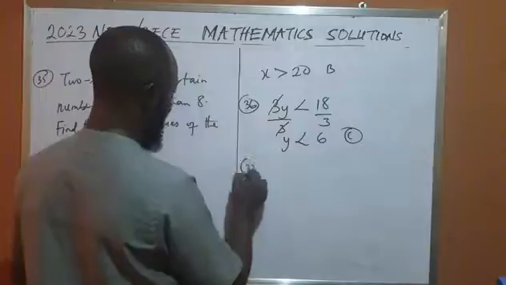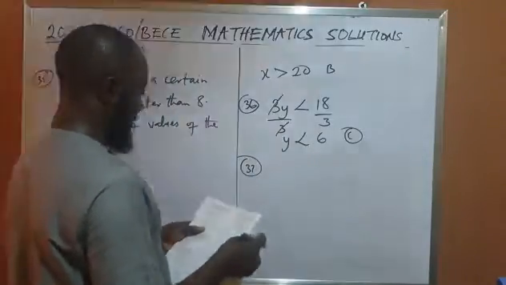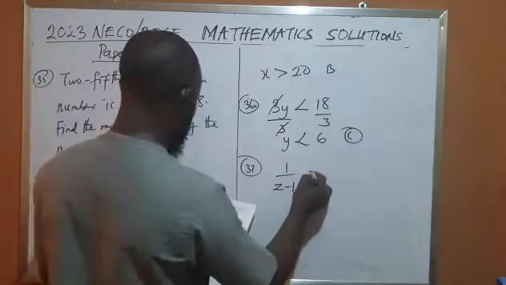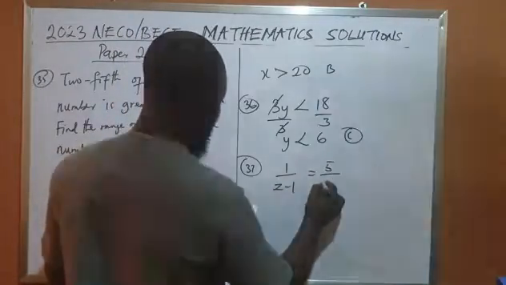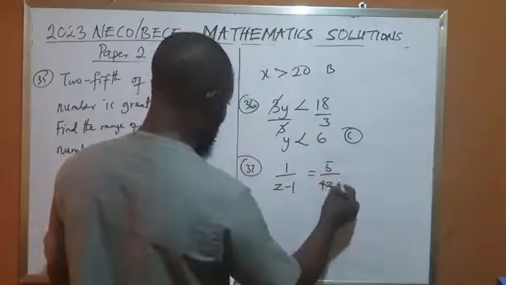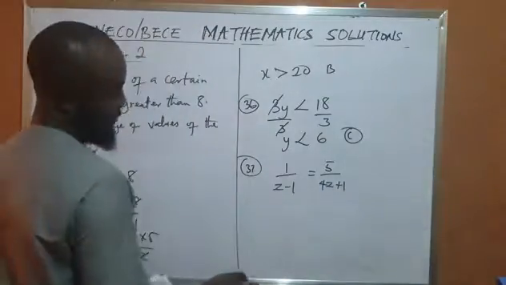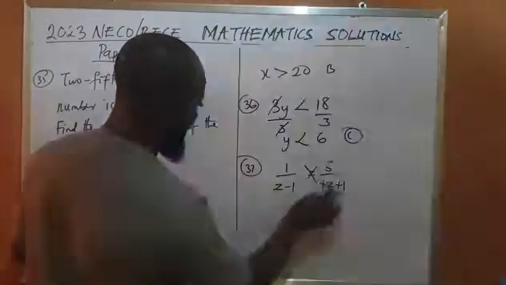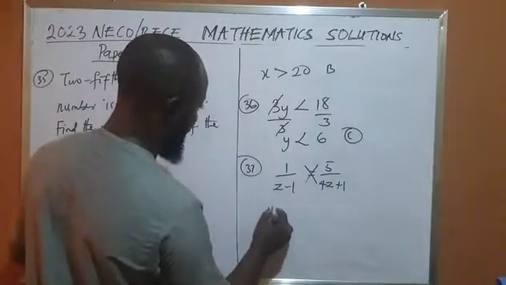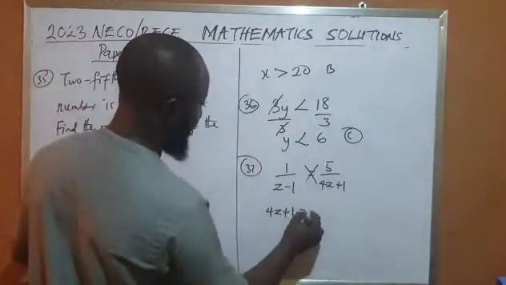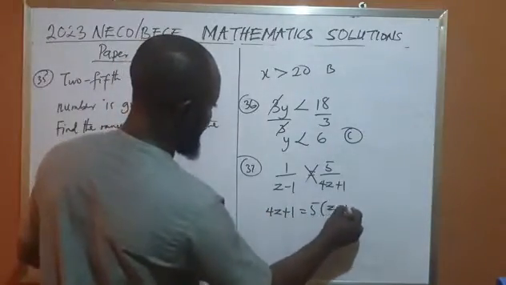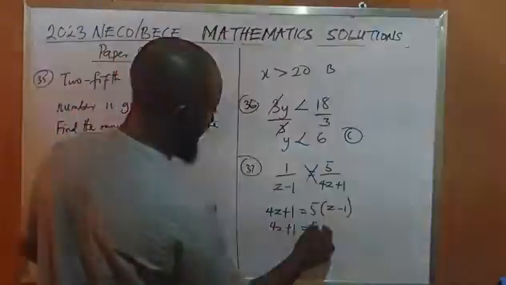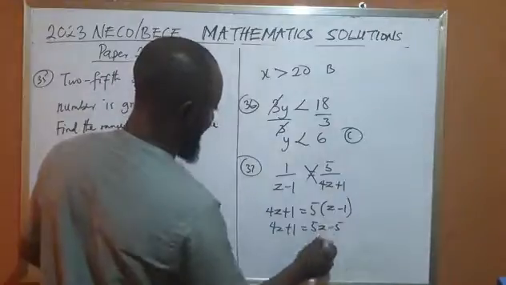Question 37. So solve the equation: 1 divided by z minus 1 equals 5 divided by 4z plus 1. We have solved something similar to this before. So let's cross multiply. We're going to have 1 multiplied by 4z plus 1 equals 5 into bracket z minus 1. So this will give us 4z plus 1 equals 5z minus 5.